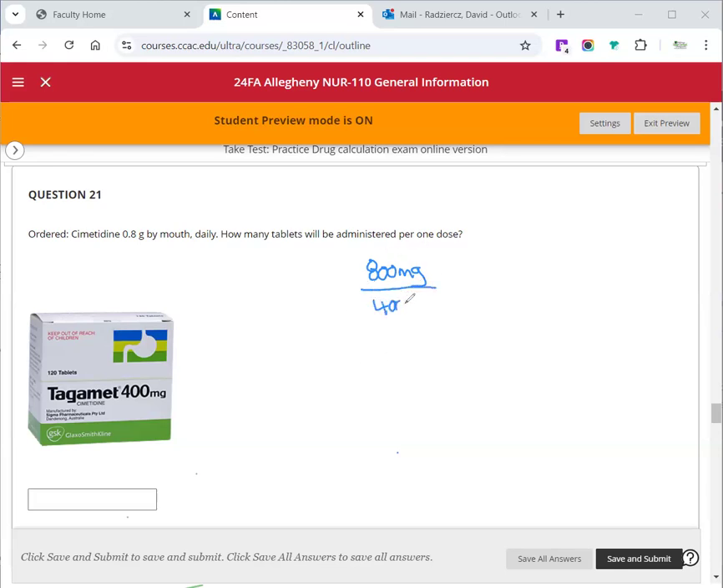Over 400 milligrams, because it's my order. That's per capsule. Tablet. What's it say? Tablets. So it's just 2 tablets. So just write 2.